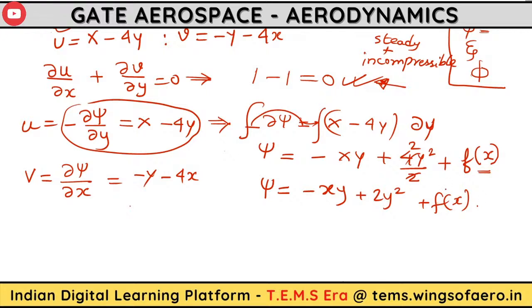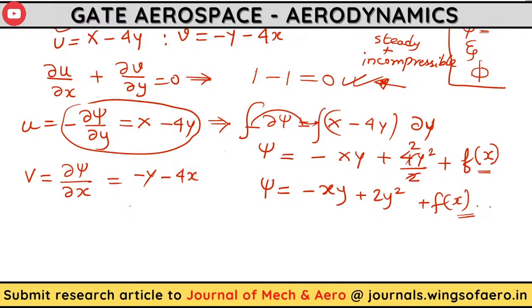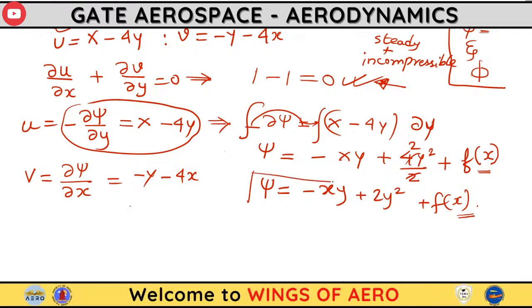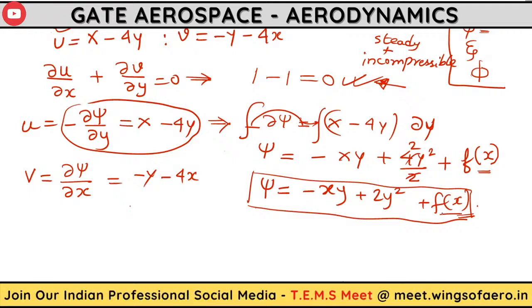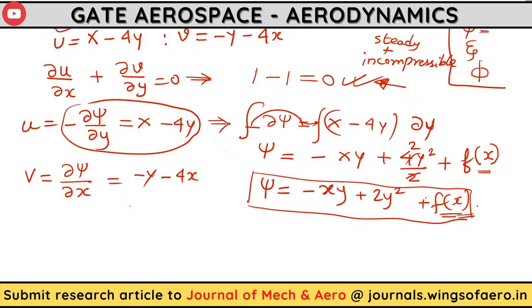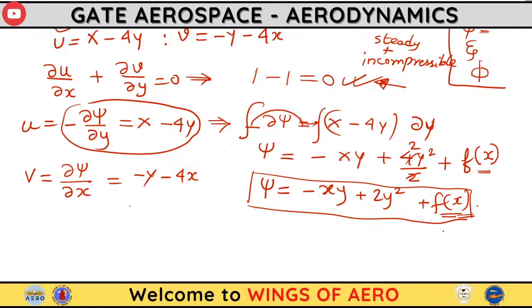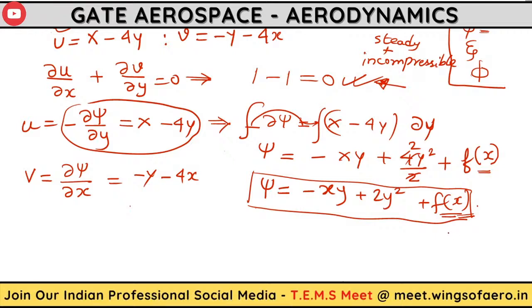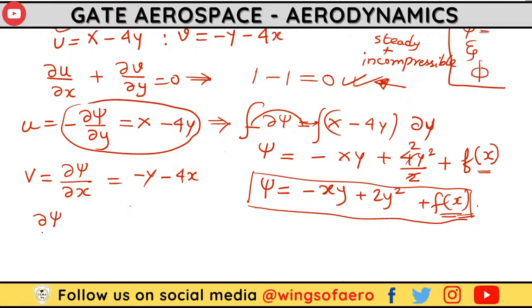Sometimes in MCQs the f(x) won't be there. If they have given the f(x) value in the options, you can stop till here. If they have not given any constant of integration or any kind of f(x) function, then you have to find out what that constant function is. Here it is a function of x, which is independent of y, so you have to differentiate the above equation with respect to x.